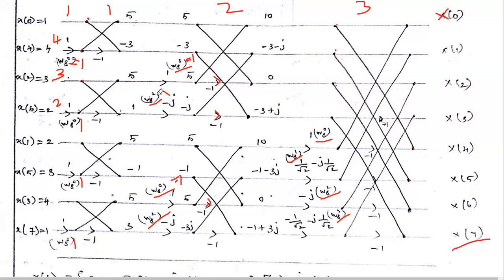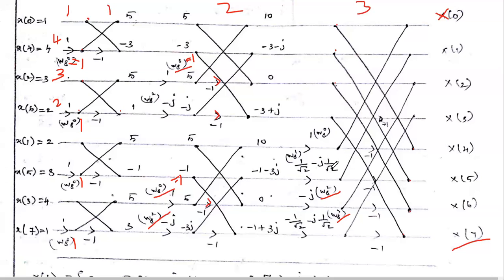Okay, so you just remember W8 power 2 value is minus j. So wherever the W8 power 2 appears, here one W8 power 2 is there, you just replace it with minus j. Okay, similarly the W8 power 1 value. What is the value of W8 power 1? It is 1 by root 2 minus j 1 by root 2. That is 1 by root 2 means it is 0.707. So 0.707 minus j 0.707.